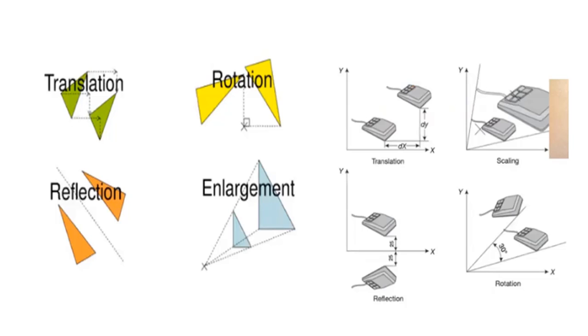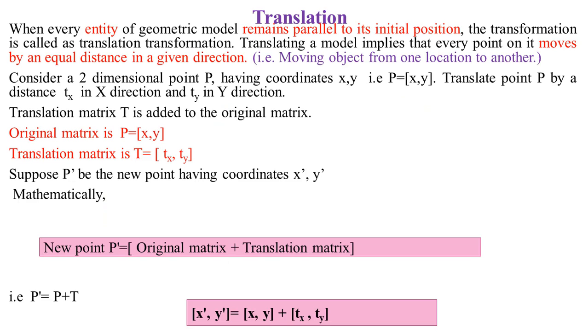So first we will start with translation. Here you can observe that in translation the object is moved from one position to another position. In rotation, the object is rotated. Then in scaling, the size is changed. So either it may be reduction or it may be enlargement. Then reflection like mirror. So all these things are shown here. So we will see one by one.